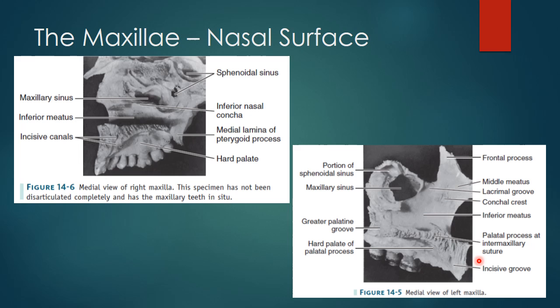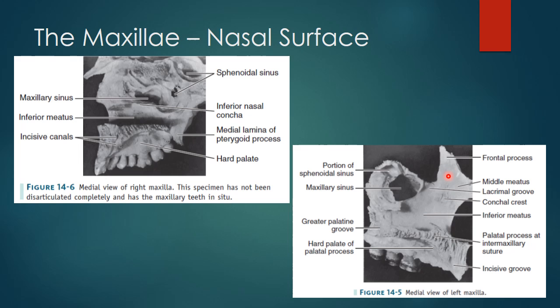The nasal surface is directed medially toward the nasal cavity. It is bordered below by the superior surface of the palatine process. Anteriorly, it is limited by the sharp edge of the nasal notch. Here. So this is the inferior border. This is the anterior border. Above and anteriorly, it is continuous with the medial surface of the frontal process.